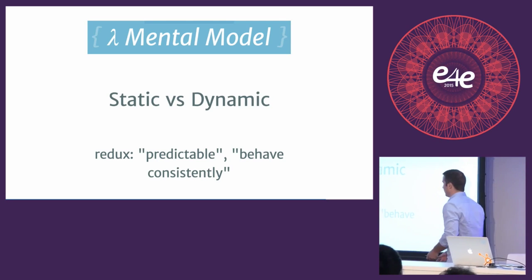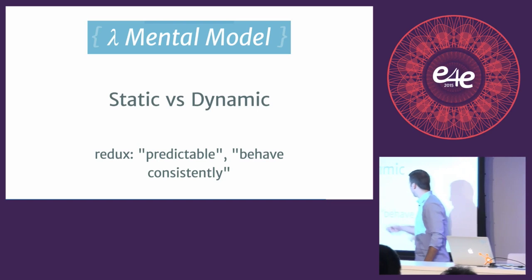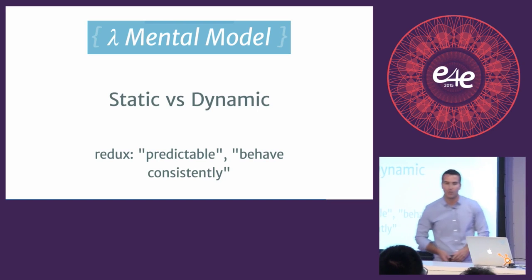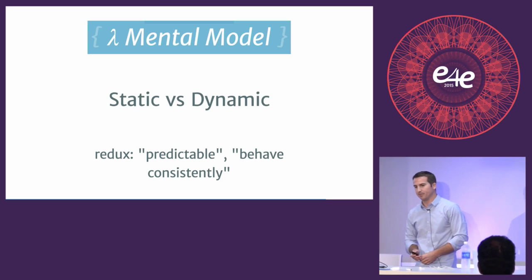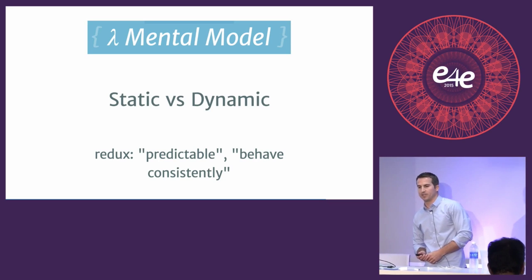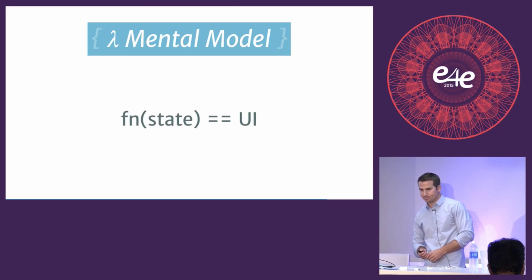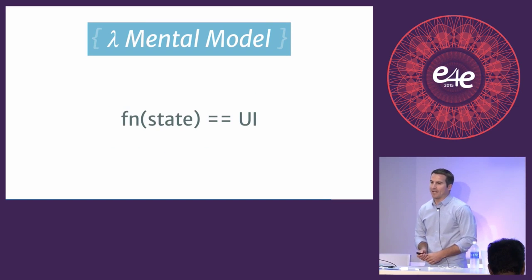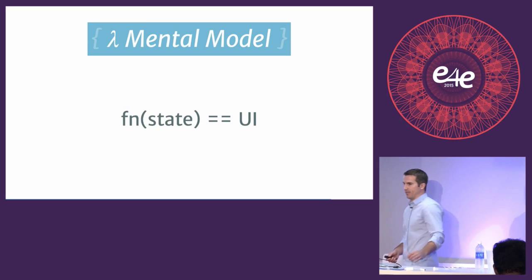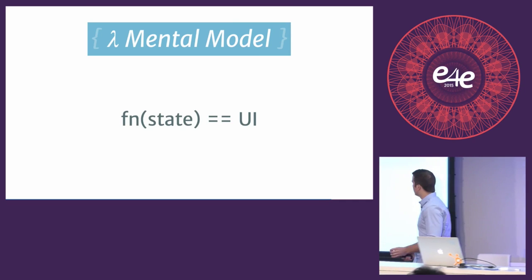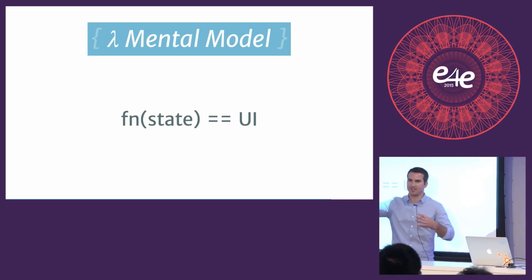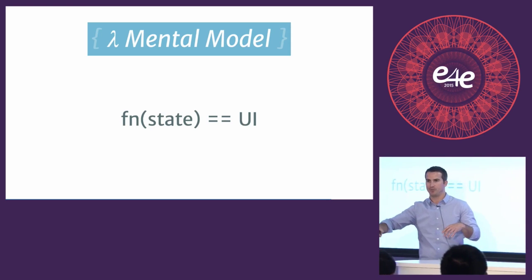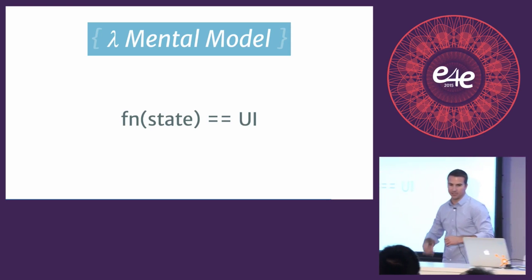And so Redux, when we read the docs, used words like predictable and behaves consistently, which are big words that don't mean anything until you back them up. So how does it make things more predictable and behave more consistently? We'll go back to that requirement I had at the very beginning, which is we need functional UIs. And this is why. It takes the entire app state in, and it spits out the same UI. This should be deterministic. We should be able to rely on this as a function.